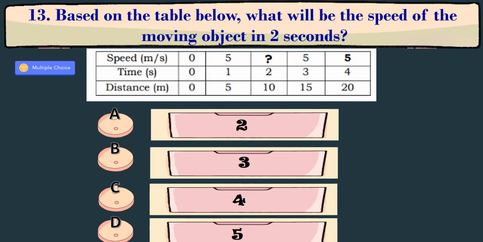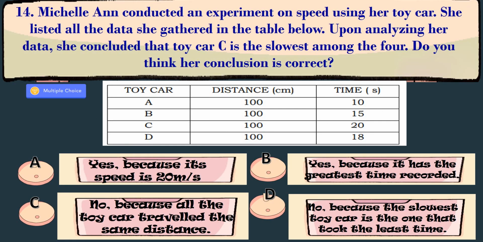Number 13. Based on the table below, what will be the speed of the moving object in 2 seconds? Speed in meters per second. Time and distance in meters: 0, 0; 1, 5; 2, 10. Okay, what would be the value of the question mark in the given table? Is it A, 2, B, 3, C, 4, and D, 5? Okay, so that is 5, letter D. Very good.